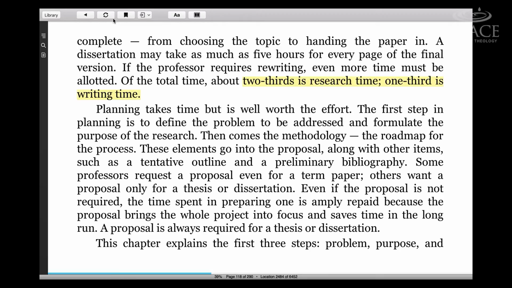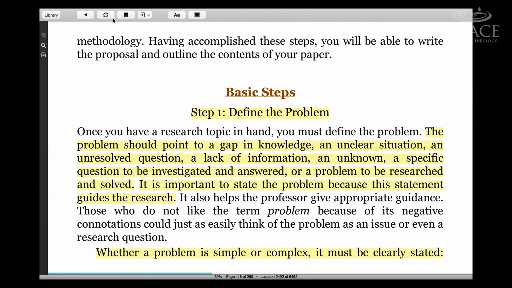We're now to Chapter 13 of Vyhmeister and Robertson, Planning Research. This chapter is just some guidelines on getting going in the research process. This is a nice reminder here that two-thirds of your effort is research, one-third is writing. So most of your work will be behind the scenes doing research.